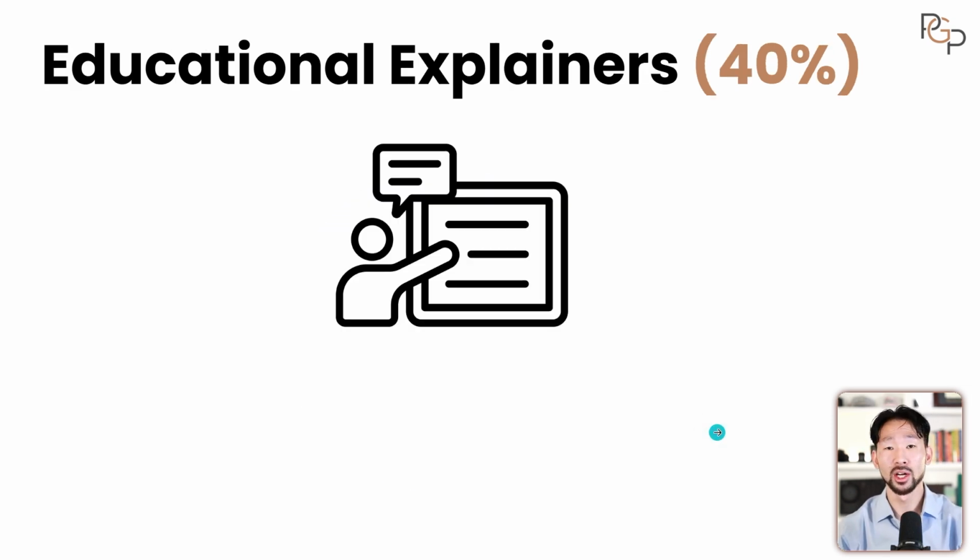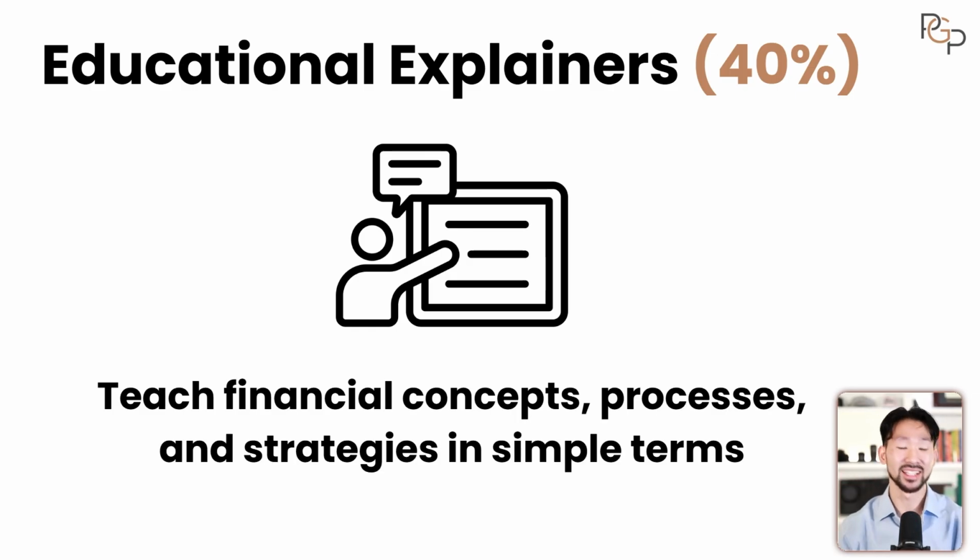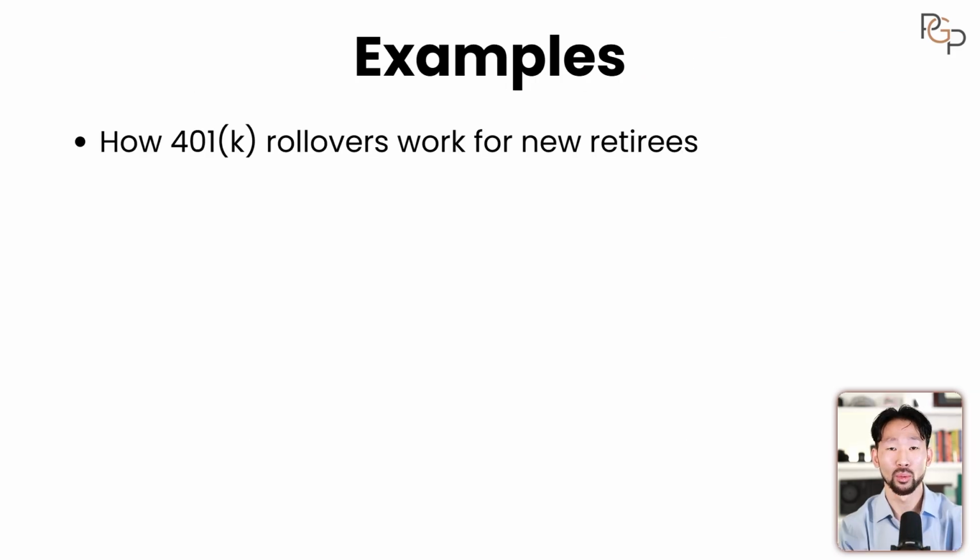So first up, we have educational explainers. Like I mentioned, this will be about 40% of your content mix. And this is essentially teaching financial concepts, processes, and strategies in simple terms. One example that you can use is how 401k rollovers work for new retirees.